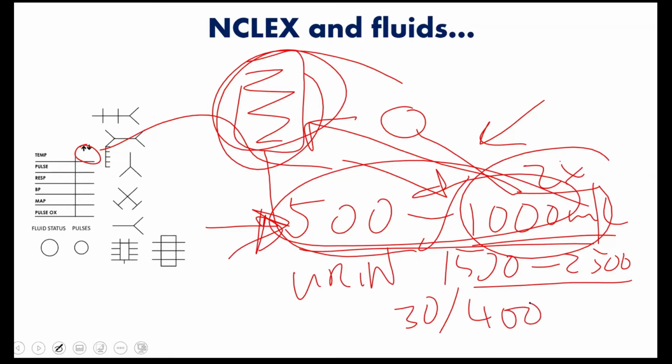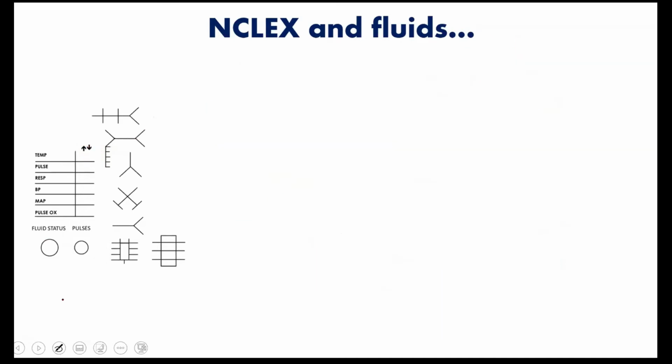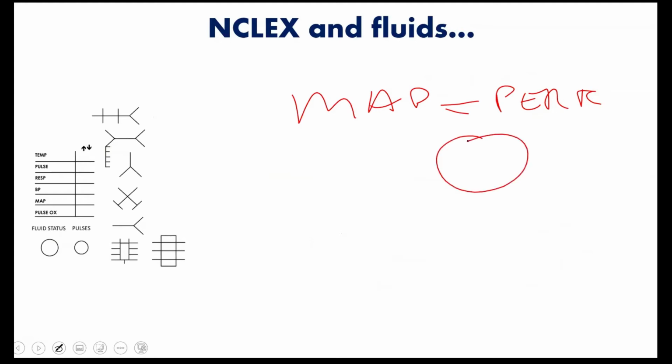Well, if all hemodynamics are fine and they have a normal blood pressure, then how do we really know? We said the systolic greater than 100, and mean arterial pressure. Calculating mean arterial pressure is important because it's all about perfusion. And with perfusion, the first thing to get lost is the brain.